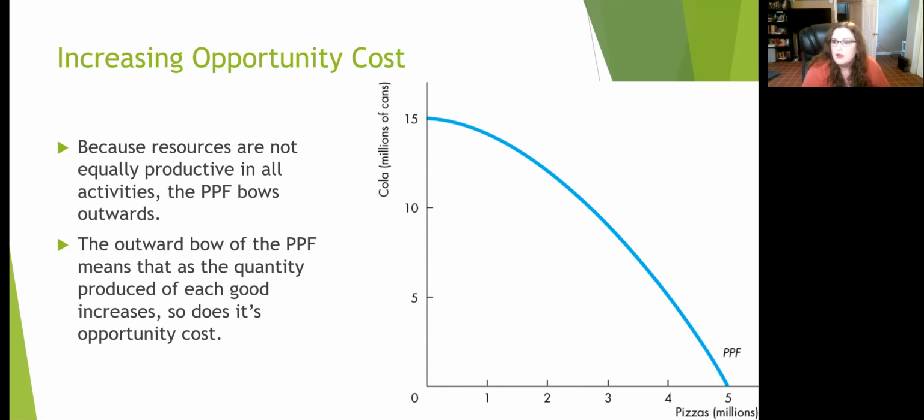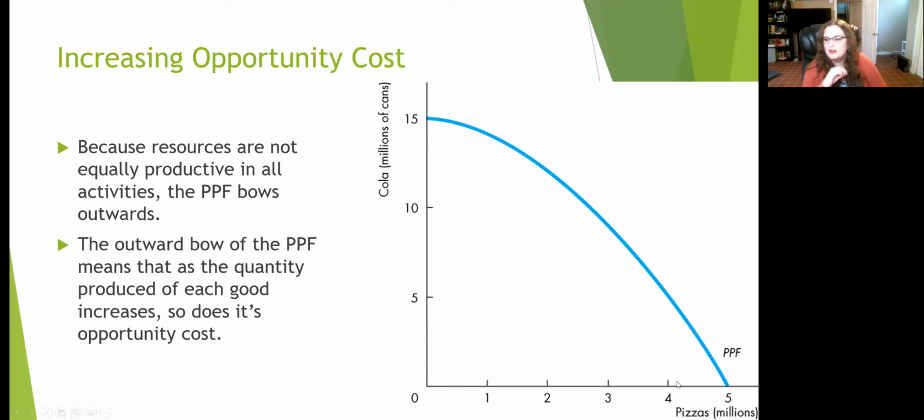Notice right here, if I'm only making like 1 million pizzas, I don't have to give up very many sodas, right? Because I'm taking all the people who are better at making pizza, I'm telling them, okay, all right, leave the soda line, go over to the pizza factory. And they're doing great. So I'm not giving up a lot of sodas, and I'm getting a lot of pizzas.